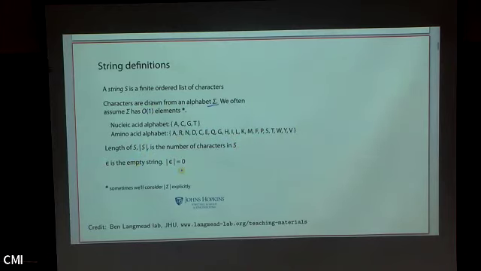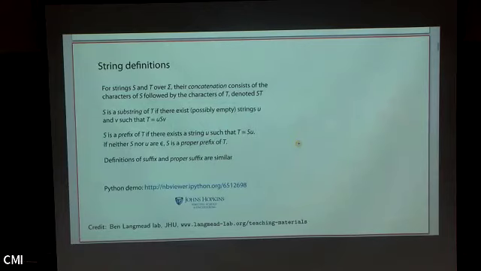If you're writing in Python or something, you will write the empty string as just 2 quotes next to each other with nothing there. For 2 strings S and T, we define the concatenation as everything in S followed by everything in T. Concatenation just means joining together. So you have 2 strings, A, T, C, A, and the second string is C, A, G, C. You just write both of these as one string, and that's the concatenation.